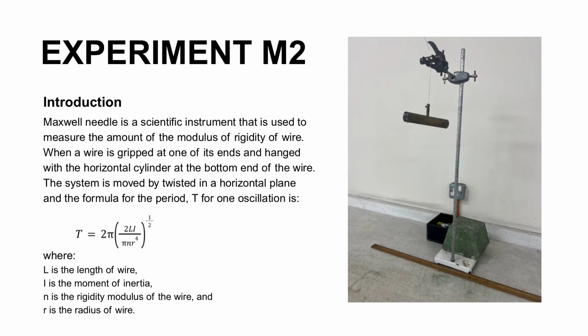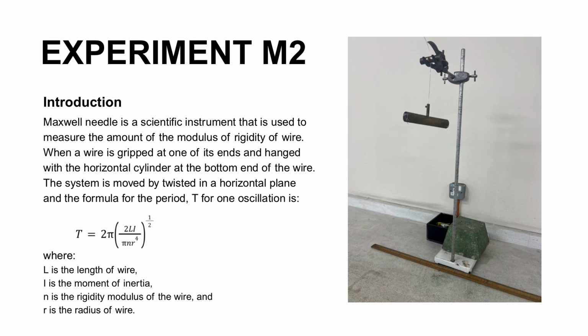For the third experiment that I did, experiment M2, measuring the rigidity modulus of a wire by using the Maxwell needle method. What is the Maxwell needle method? It's a scientific instrument that is used to measure the modulus of rigidity of a wire when a wire is stripped at one of its ends and hung with a horizontal cylinder at the bottom end of the wire.